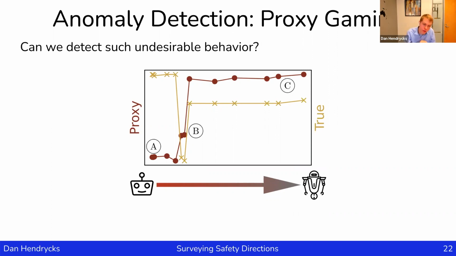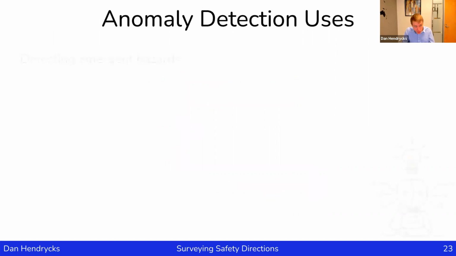So as an agent gets increasingly competent, at a medium level of competence the proxy is somewhat well optimized. And later on, it might be the case that the proxy is coming apart from the true reward function. We'd like to just identify when these types of behaviors happen, so as to reduce our exposure to those sorts of hazards. There are other uses for anomaly detection beyond identifying proxy gaming.